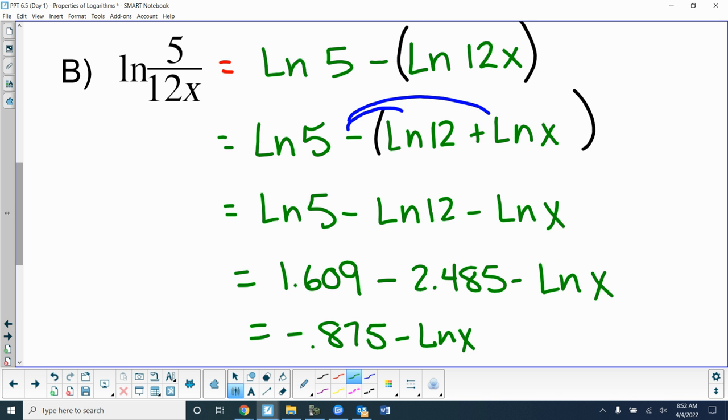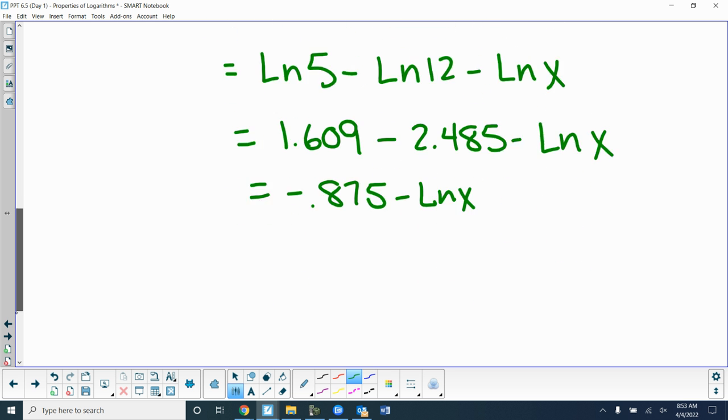Okay, so that was a little tricky because we had a multiplication problem in our denominator. So we had to put it in parentheses and then distribute our negative sign. So that's expanding. Okay, I think that's it for this slide.